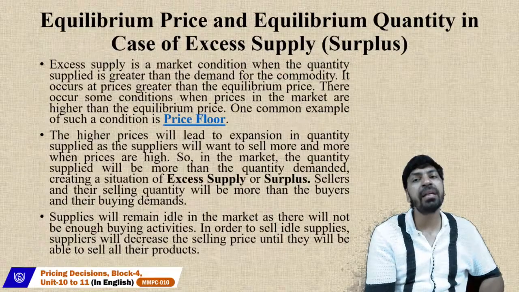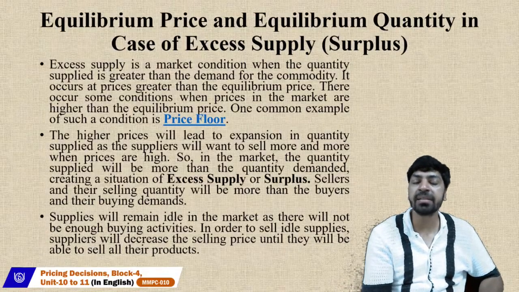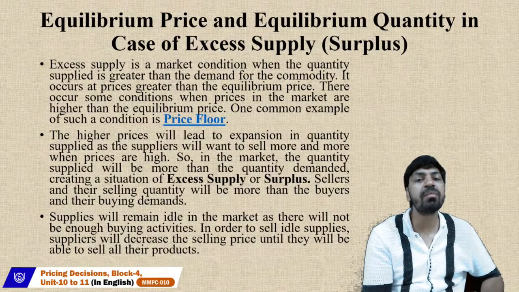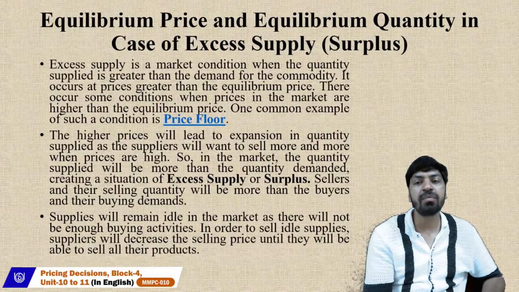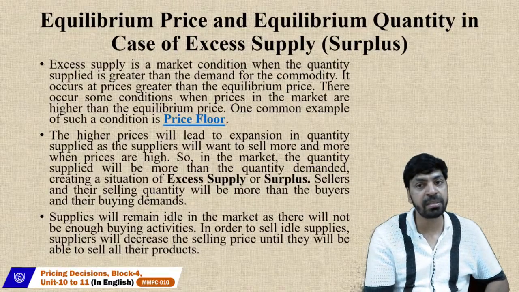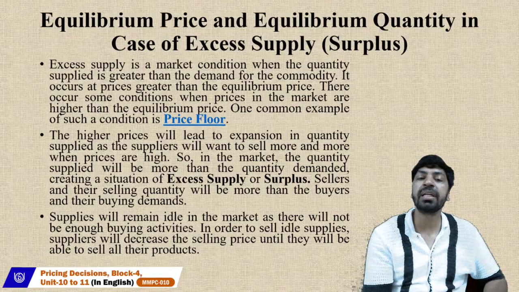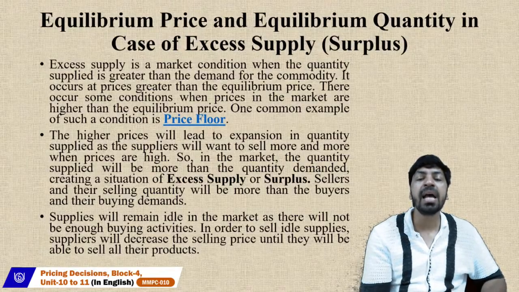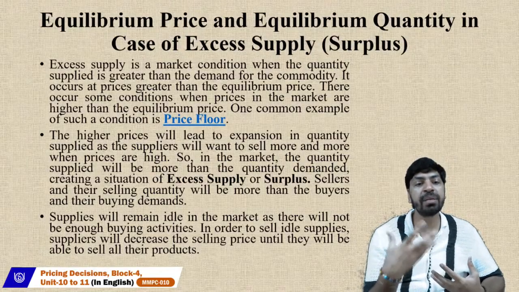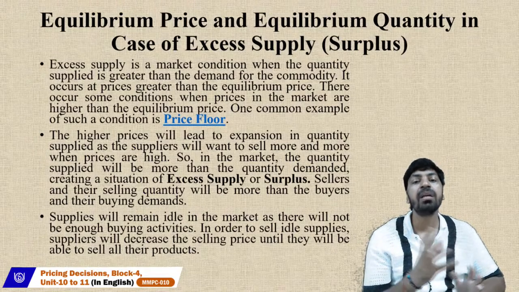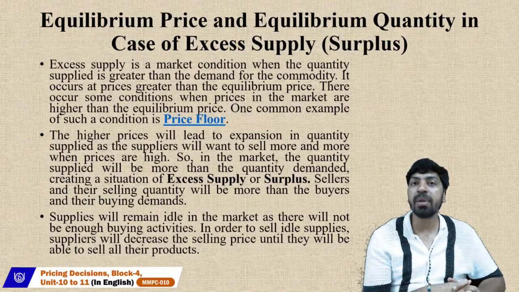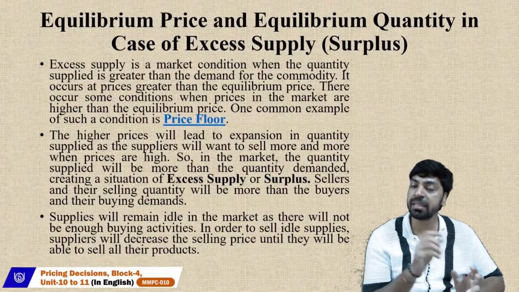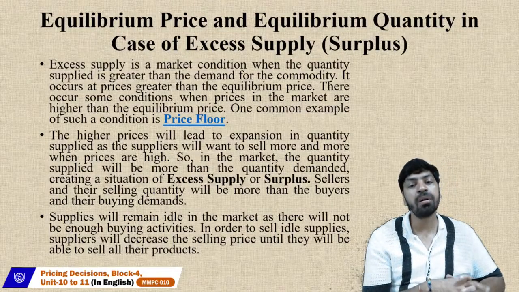Equilibrium price and equilibrium quantity in case of excess supply, that is a surplus situation. Excess supply is a market condition where the quantity supplied is greater than the demand for a commodity. It occurs at prices greater than the equilibrium price. One common example of such a condition is a price floor. Higher prices lead to an expansion in quantity supplied, and suppliers want to sell more and more when prices are high. So in the market, the quantity supplied will be more than the quantity demanded, and such a situation is called excess supply or surplus.